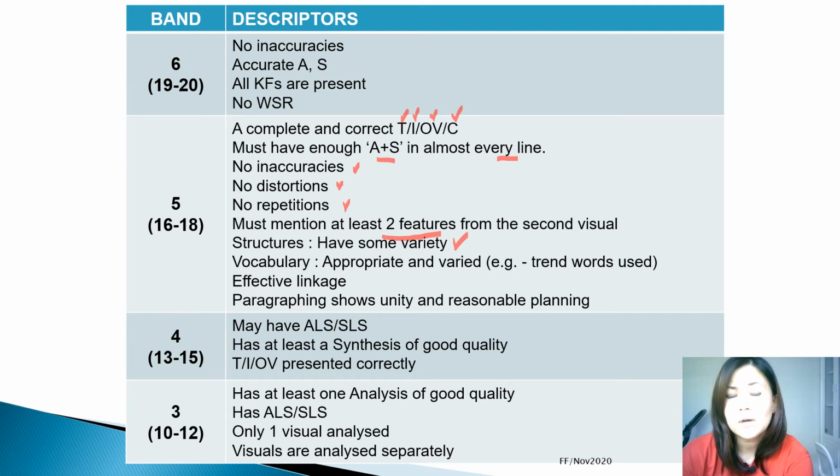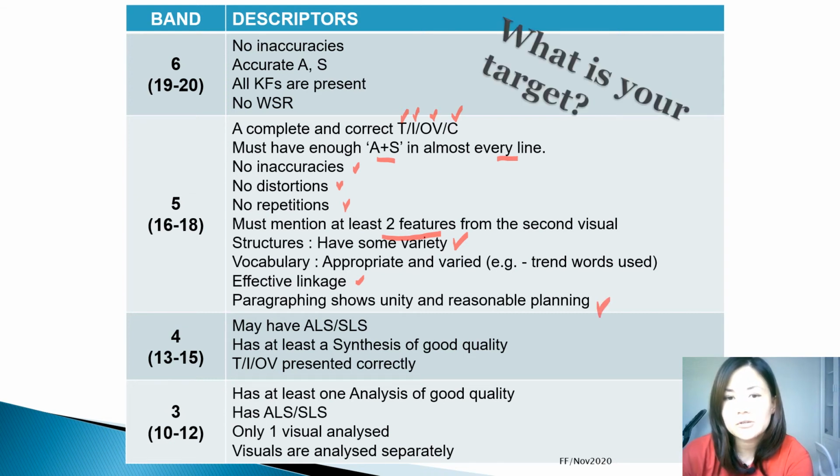That is how you earn marks for vocabulary. Effective linkage: make sure that you link your ideas well. Sentence connectors and cohesive devices are all appropriate. And then your paragraph should show unity and reasonable planning. Okay, so what is your target?